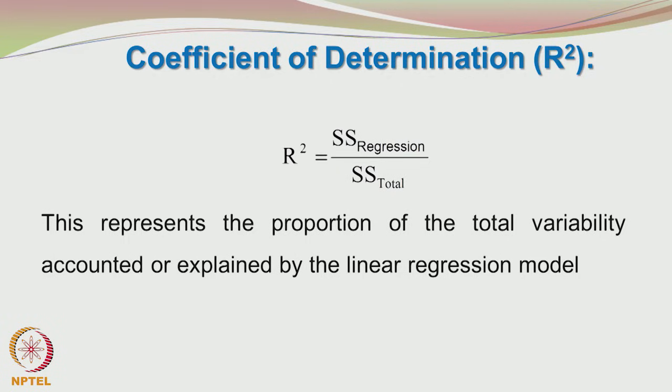Many researchers in their publications proudly present their experimental results and say they got an R squared value of 0.99 or 0.991. Sometimes they may even say 1. What is meant by the coefficient of determination? R squared is the short form or the nomenclature for the coefficient of determination. So, this represents the proportion of the total variability accounted or explained by the linear regression model.